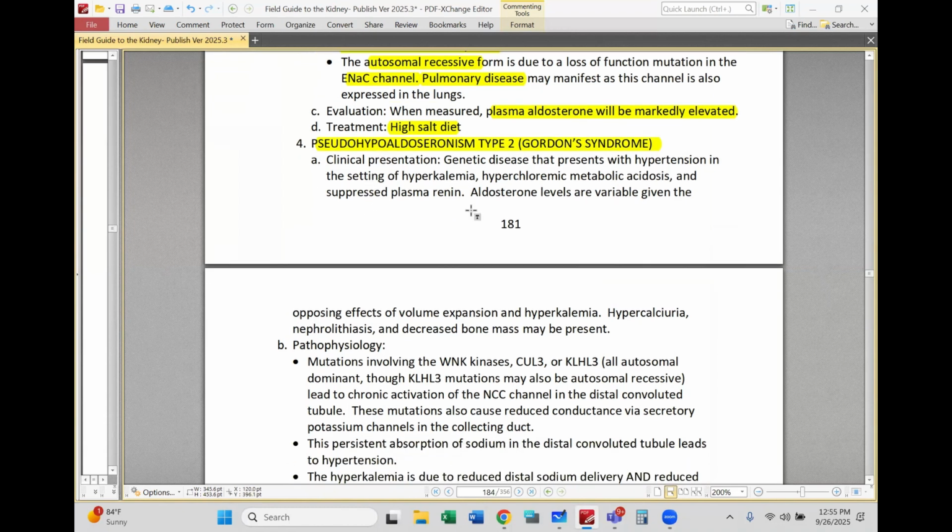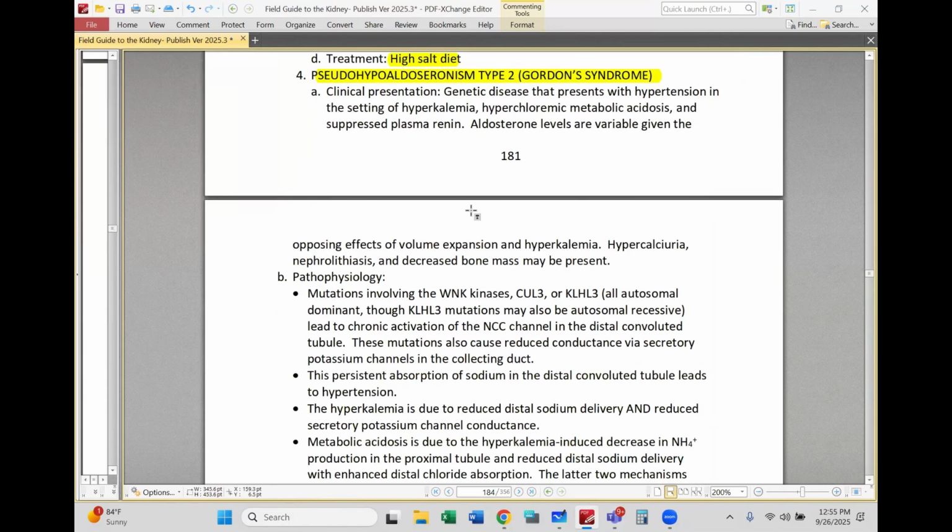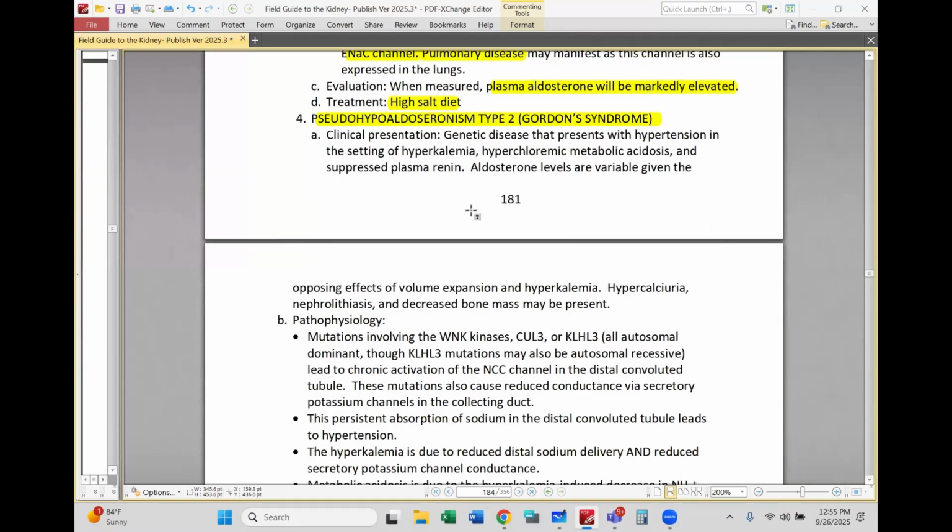All right, so pseudohypoaldosteronism type 2, I think we've talked about, so I think I'll move reasonably quickly. This is a genetic disease, presents with essentially the phenotype of a calcineurin inhibitor exposure, hyperkalemia, metabolic acidosis. Renin is typically suppressed. Why? Because they're volume expanded, remember?